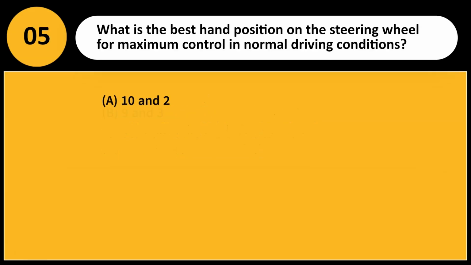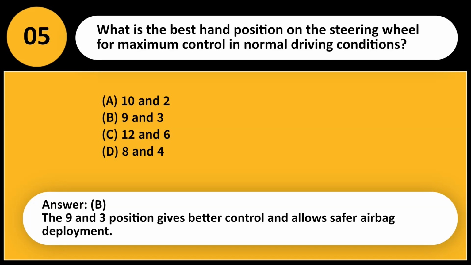What is the best hand position on the steering wheel for maximum control in normal driving conditions? A. 10 and 2. B. 9 and 3. C. 12 and 6. D. 8 and 4. Answer: B. The 9 and 3 position gives better control and allows safer airbag deployment.